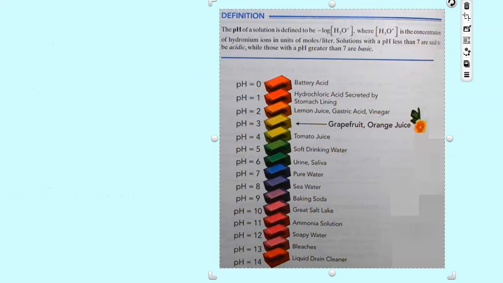First thing we want to look at is pH. So pH level, if you've ever been a lifeguard, you've had to check the pH level in a pool. So this is defined to be the negative log of the concentration of hydronium ions in units of moles per liter. So they say solutions with a pH less than 7 are said to be acidic, while those with a pH greater than 7 are basic. So pure water is here at 7. Things that are on this side, so less than 7, are acidic, and then going in this direction up to 14 are basic. So 7's right in the middle.